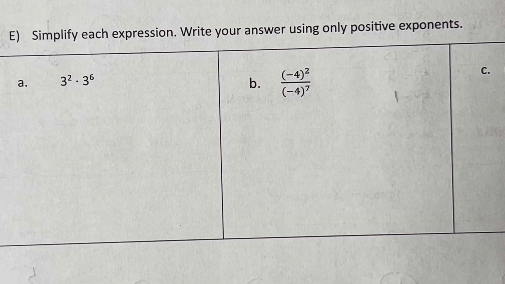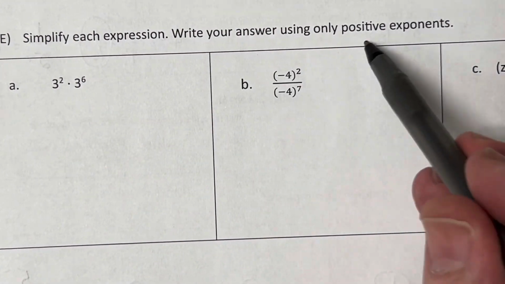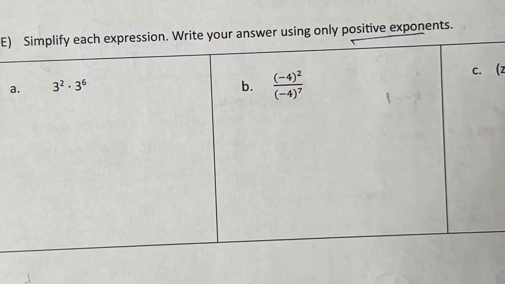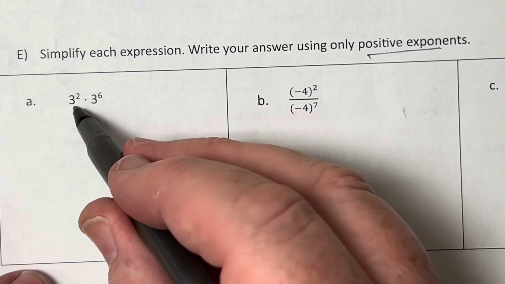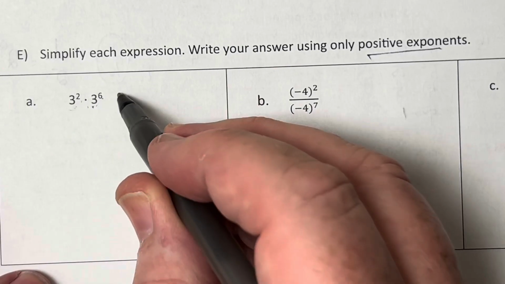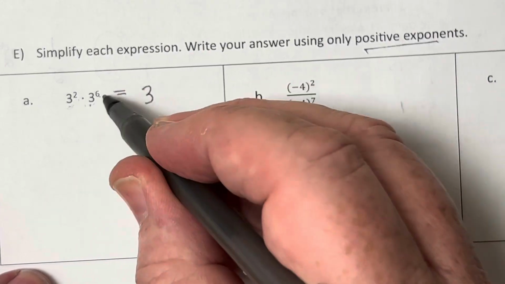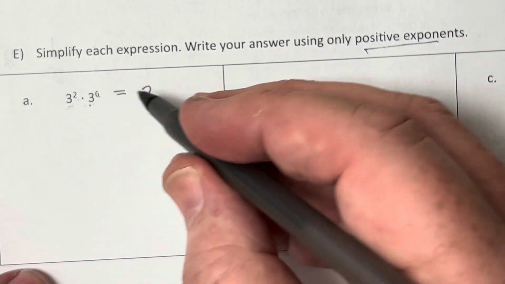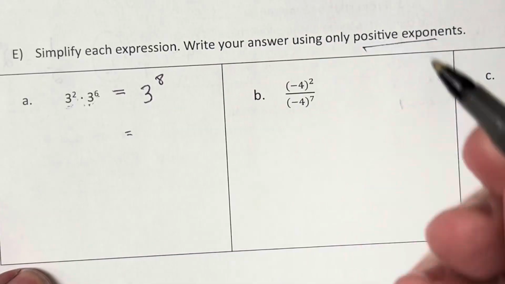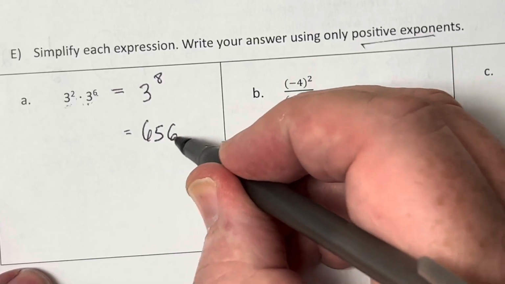All right, so let's look at a couple of examples with the additional power properties. Simplify each expression. Write your answer using only positive exponents. So we have 3 to the 2nd times 3 to the 6th. They are the same base, so we can follow the property. We're just going to add our two exponents. So that's 3 to the 8th power. And then 3 to the 8th power would be 6,561.